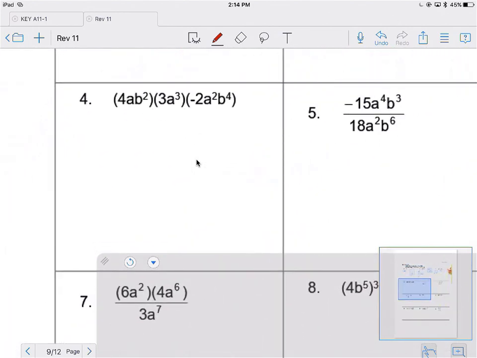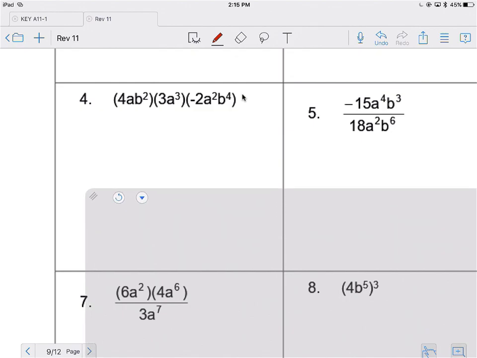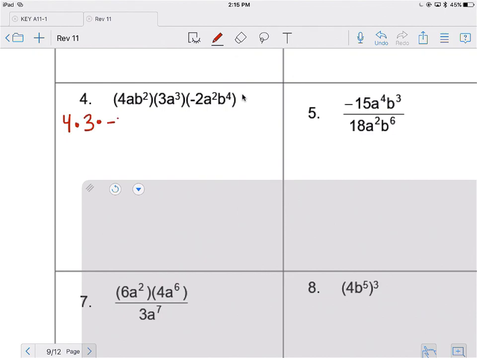Problem 4 is also a multiplication problem. Even though there's not a multiplication sign, I have parentheses, which tells me I need to multiply. I make sure outside of my parentheses that I don't have any extra powers, power to a power, and I don't, which means this is a strictly multiplication problem. So numbers first, 4 times 3 times negative 2, and we get negative 24.